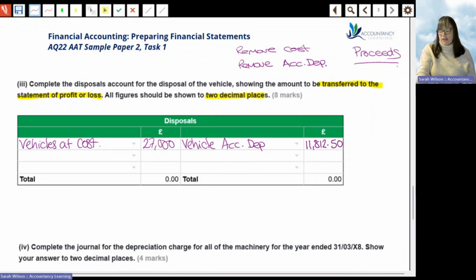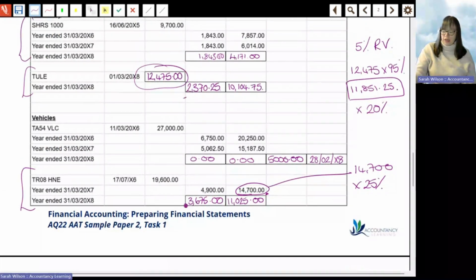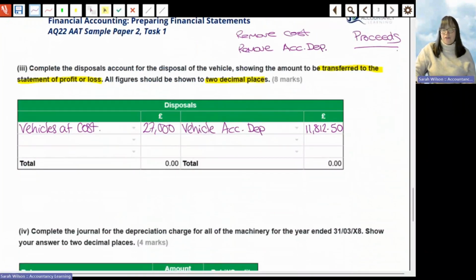And our figure is 11,812.50, which you get from adding those two together there. So there was 2 years worth of depreciation on the vehicle before it was disposed of. So that's our total figure to remove from the accumulated depreciation.